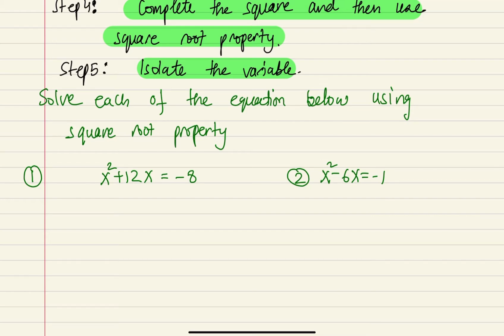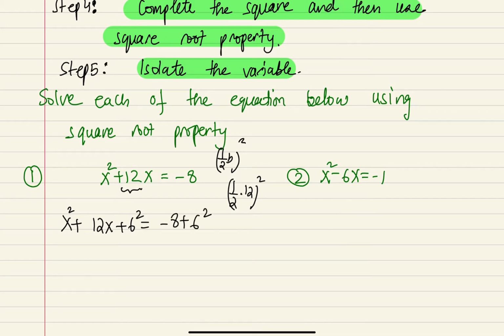The very first one, we do have a leading coefficient of 1, and we already have the constant on the other side. My b here, b is the coefficient of the x term. We're going to add 1/2 b squared to both sides. So in this case, it would be 1/2 times 12 squared, which is 6 squared. So x squared plus 12x plus 6 squared equals negative 8 plus 6 squared.